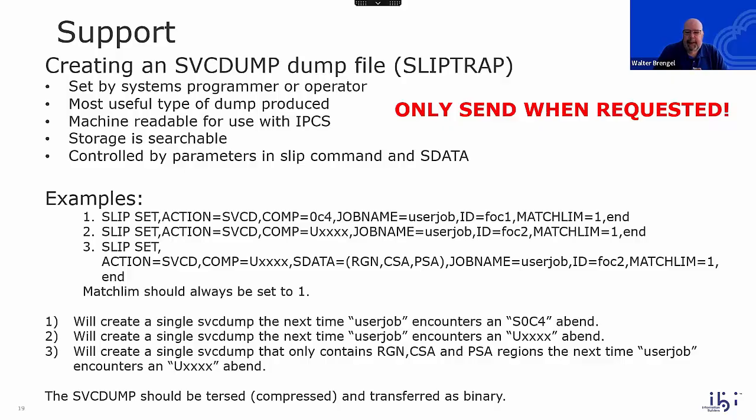The third one is set slip action equals. The difference between this one is I added the SDATA. So the SDATA is going to get region information, common storage area, and the PSA. So we're identifying specific components that we want captured in the slip trap. And the reason we might ask you to do this is because your default settings might not give us the information that we're looking for. Again, once it's created, it should be tersed, compressed, and then transferred as binary. Only send when requested.